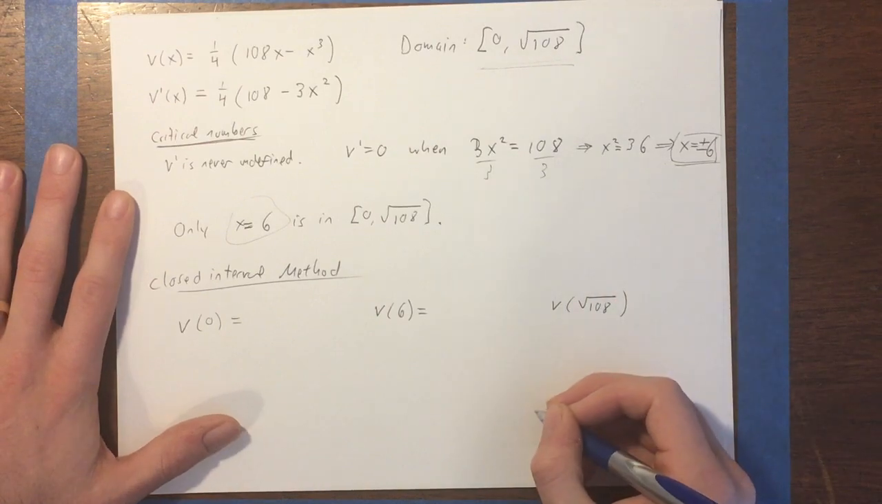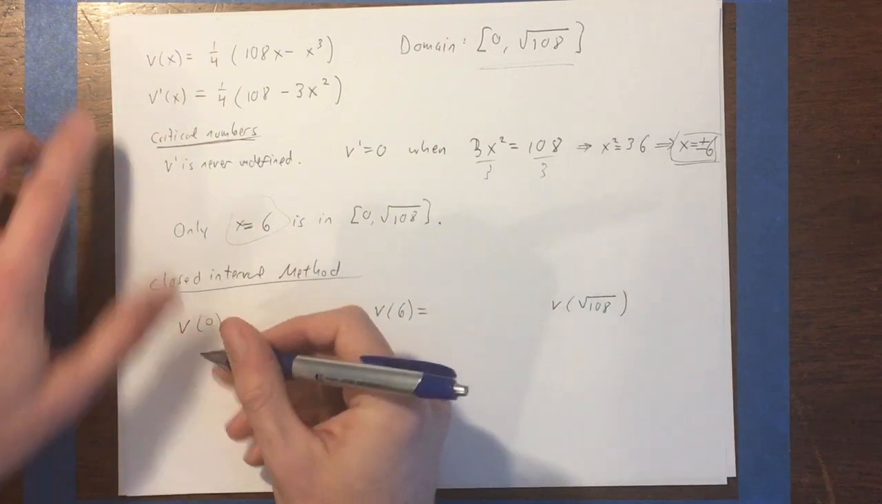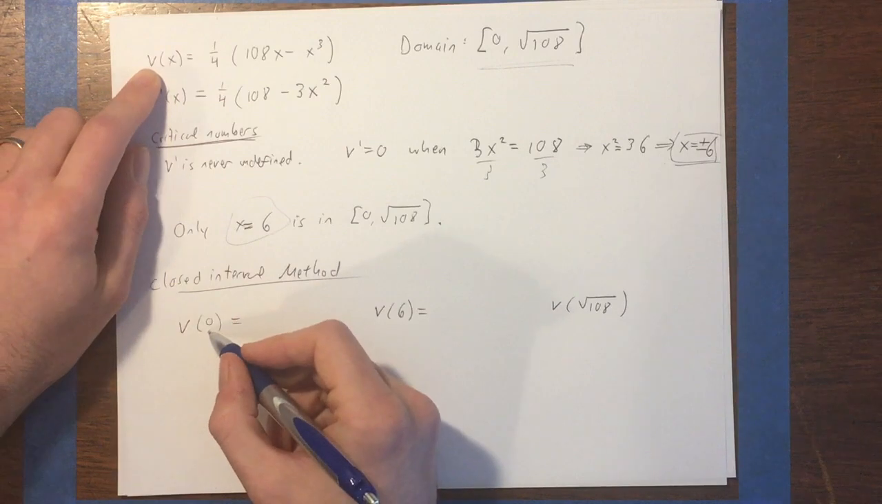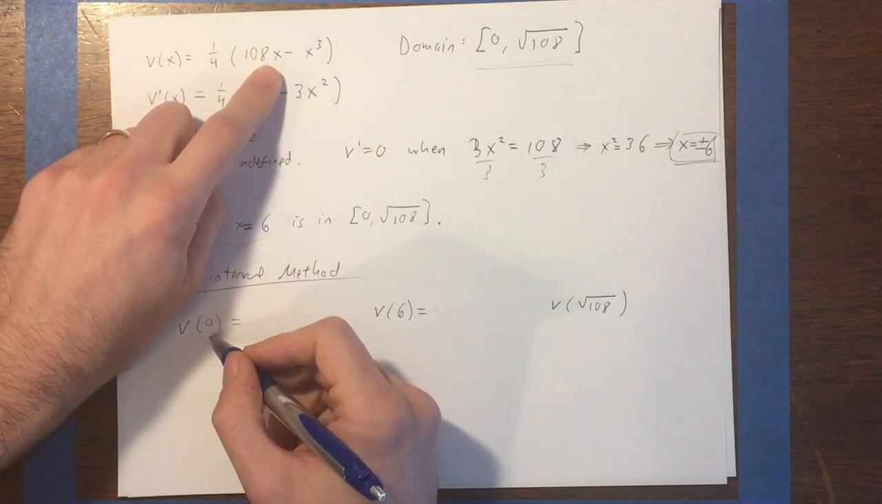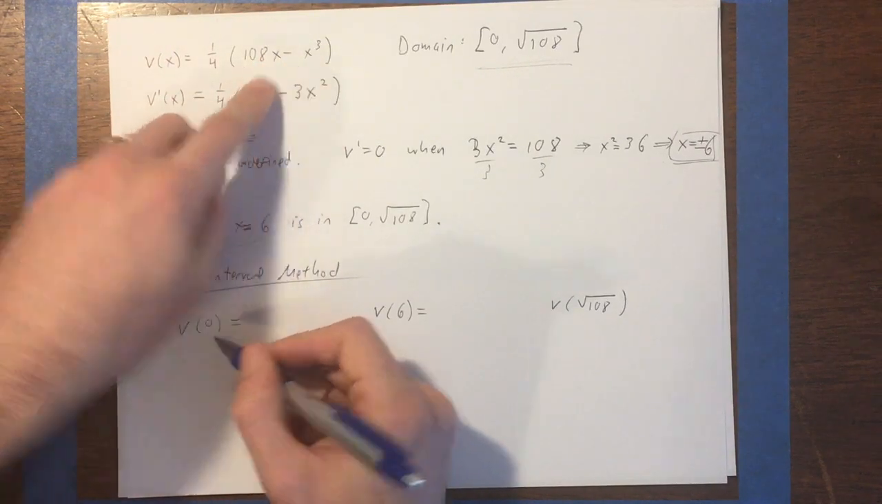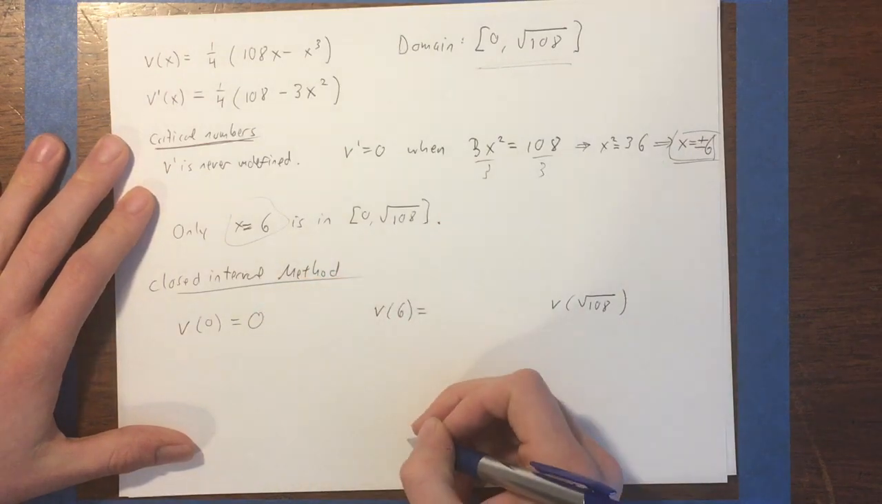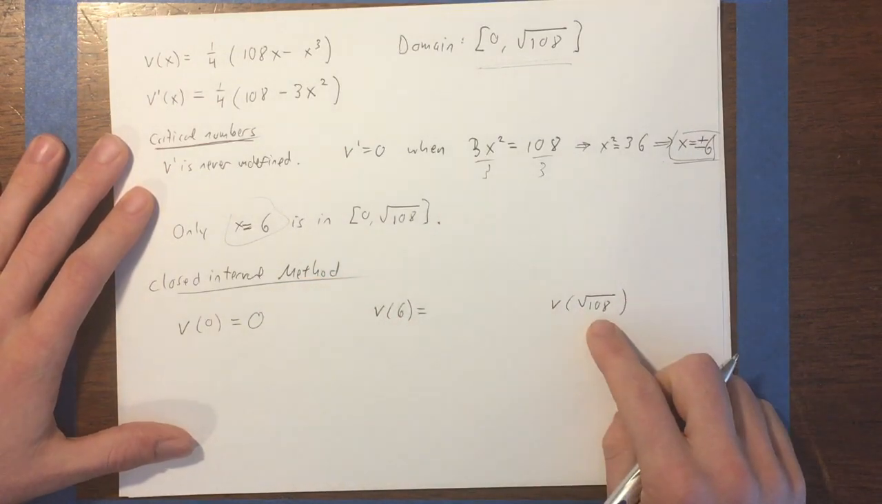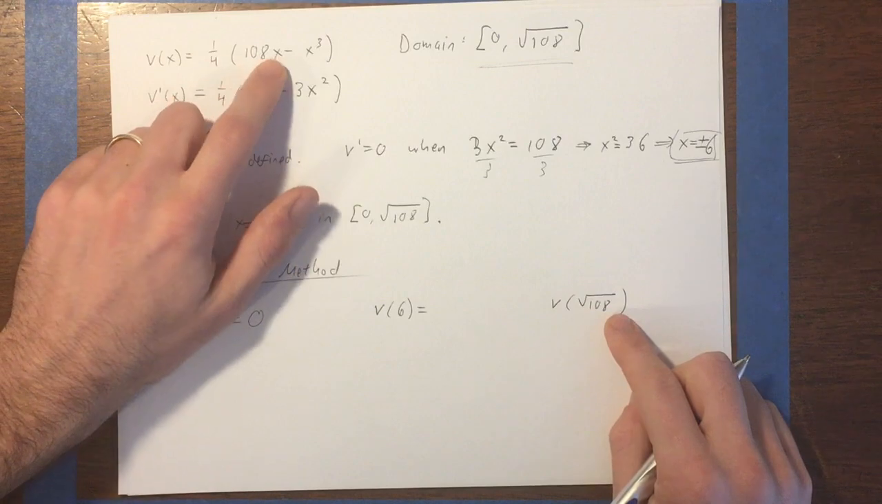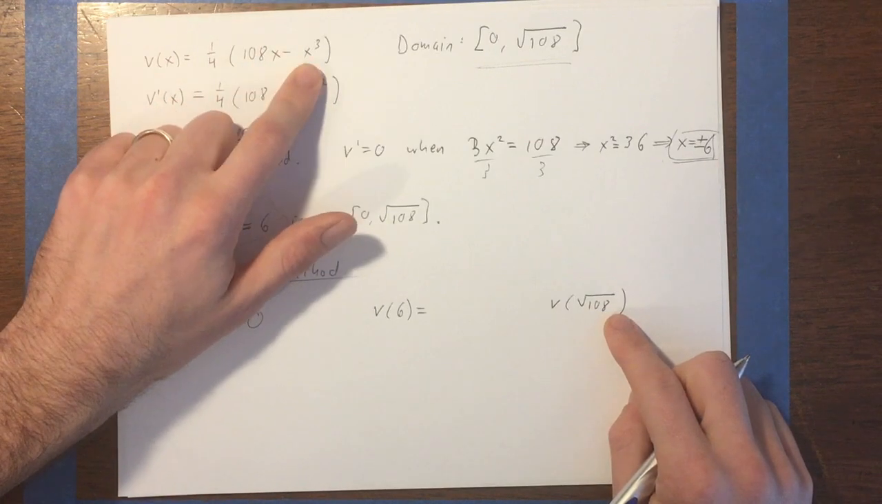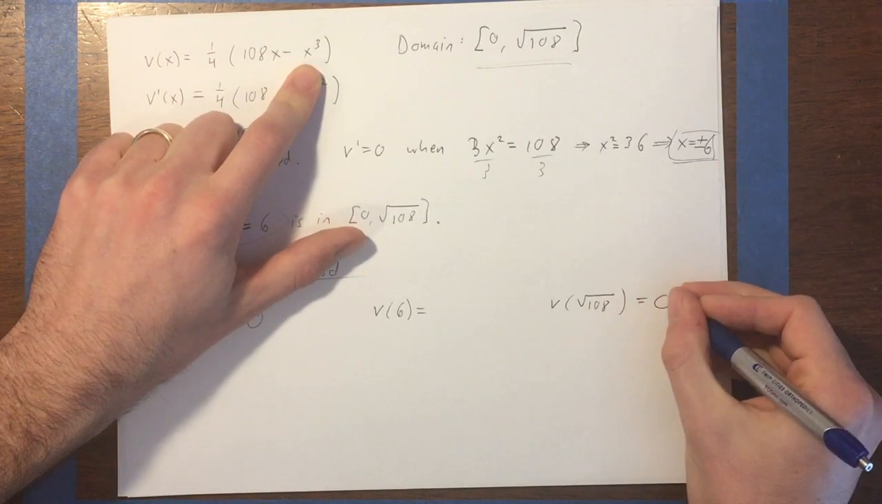Okay, and let's see, V of 0, the volume when x equals 0, is going to be 0 in both cases, since we have x equals 0 here and x equals 0 here. And V of the square root of 108, when you stick in the square root of 108 for x, you will find that also equals 0.